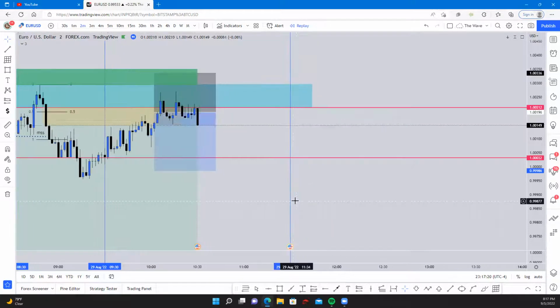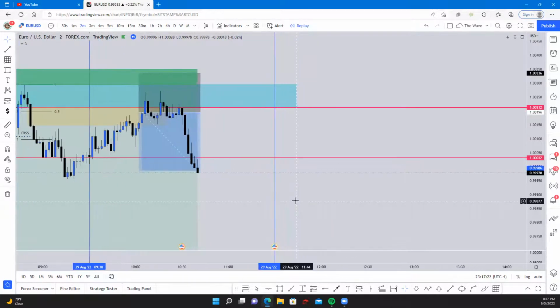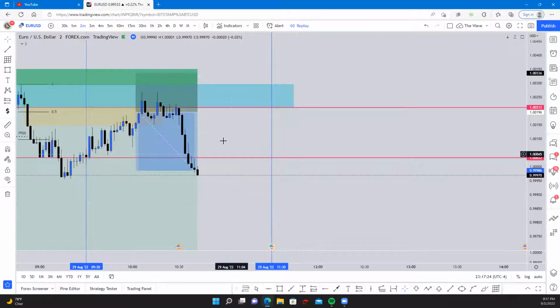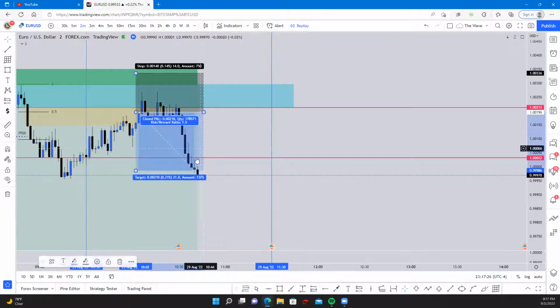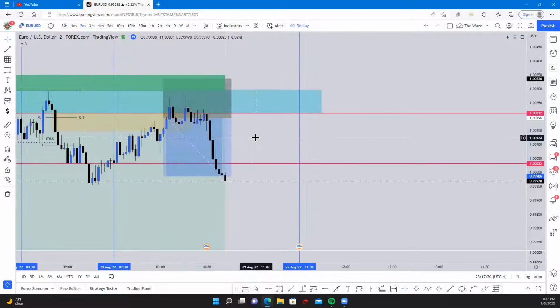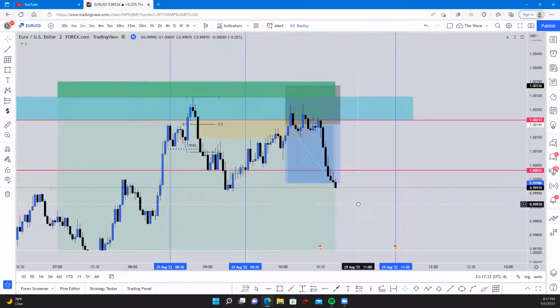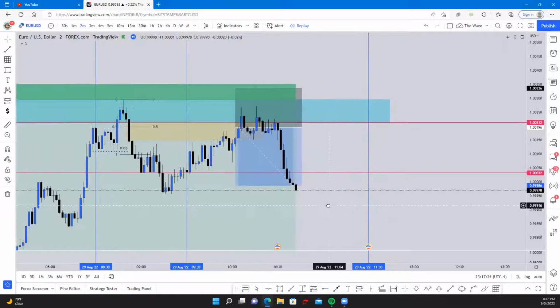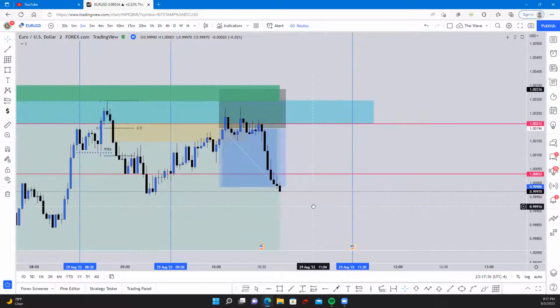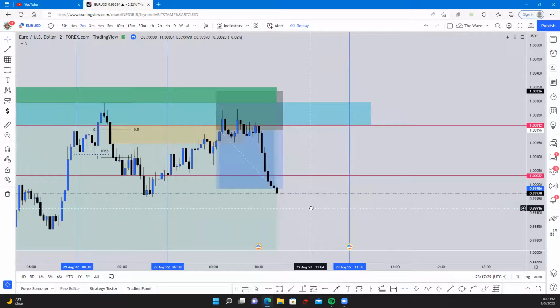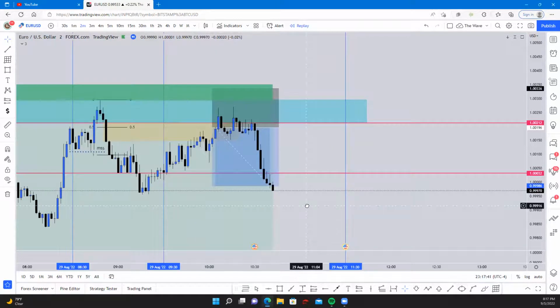You take a little heat here on that drawdown, but ultimately TP is smashed right there at 10:42 a.m. And you're done for that day. One trade, 21 pips, and you just build on that consistently until you can start taking 2 trades a day, or what have you.